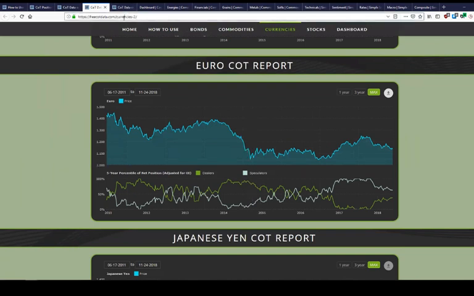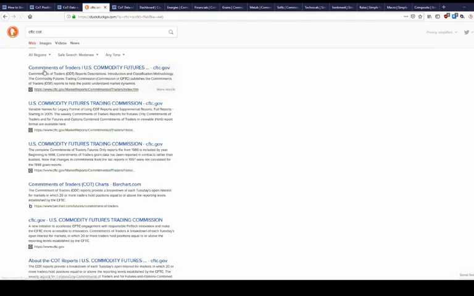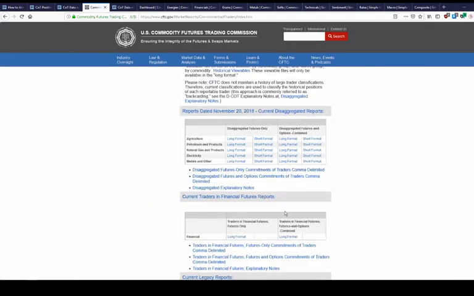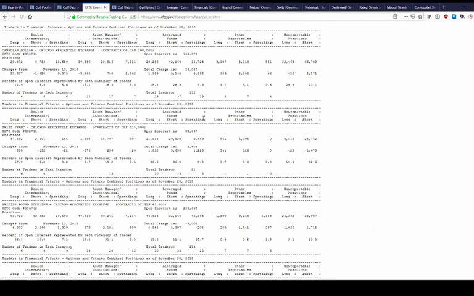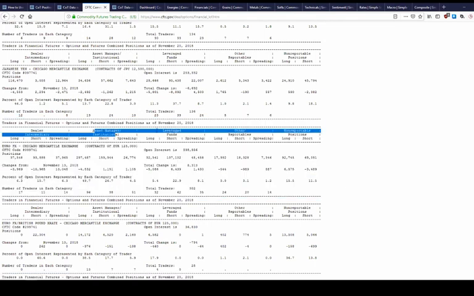So let's actually pull up the current report. I'm curious to see the magnitude of short positioning. Scrolling down to financial, I'm searching for euro. Here we go. Okay, this is the contract right here. We've got the different categories: asset managers, leverage funds, other reportables, and non-reportables. So let's look at the position. We've got longs, shorts.